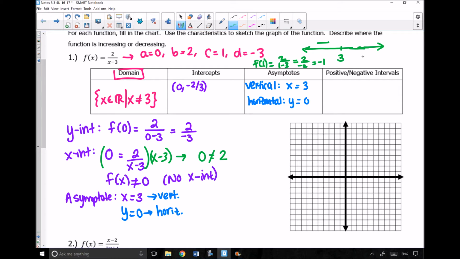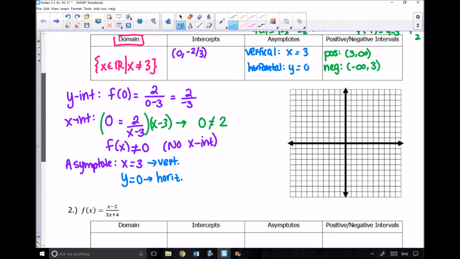Okay, now I want to do a value to the right of 3. So I'm going to figure out f of 4. Any value I want, I just randomly chose 4. So I'm going to say 2 over 4 minus 3. So I get 2 over 1, which is 2, so it's positive. So I know that my graph is going to be positive everywhere from 3 to infinity, and I'm not going to include 3 because it's undefined at 3, and I know that it's going to be negative everywhere from -infinity to 3 because that's what we figured out right here.